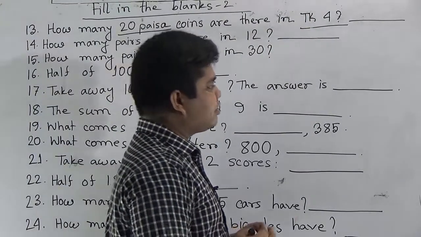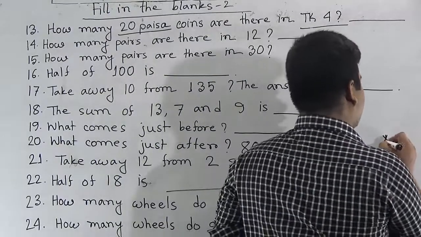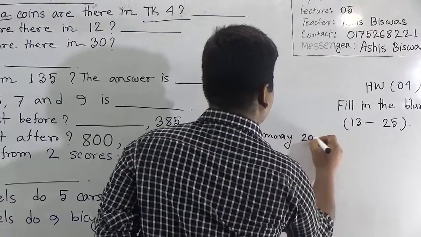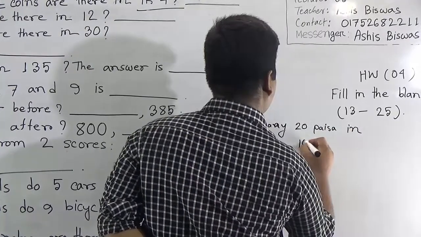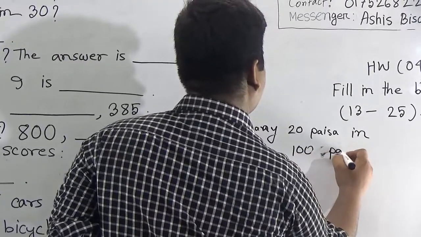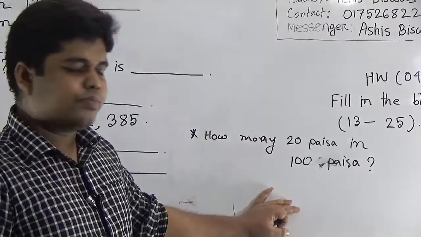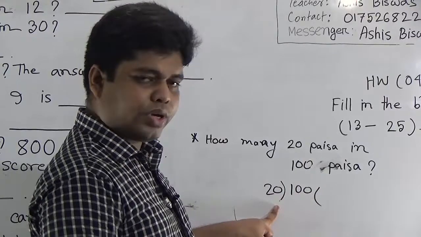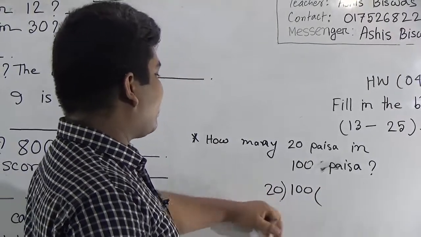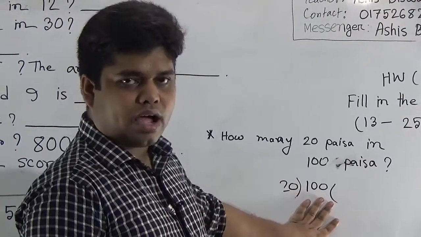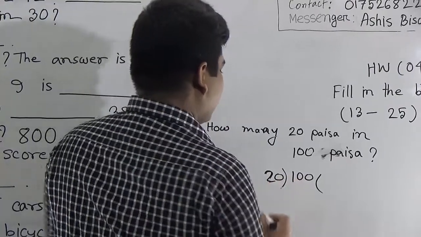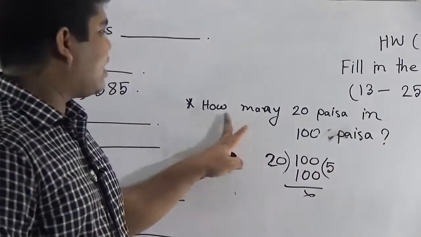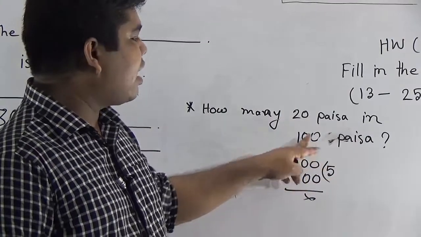Suppose I give you a question: how many 20 paisa in 100 paisa? How can you find the answer? We divide this 100 by 20, or we add 20 to make 100. How many 20s are needed to make 100? 20 goes in 100 five times. That means 5 20s are 100. So we say that there are 5 20 paisa in 100 paisa.